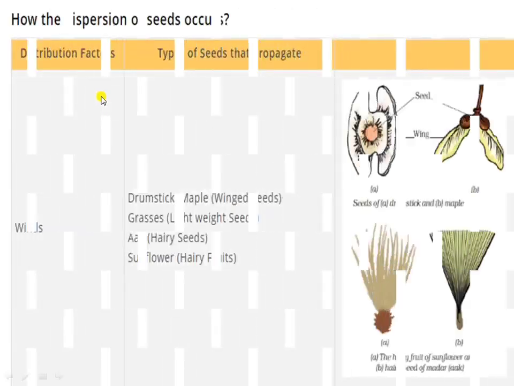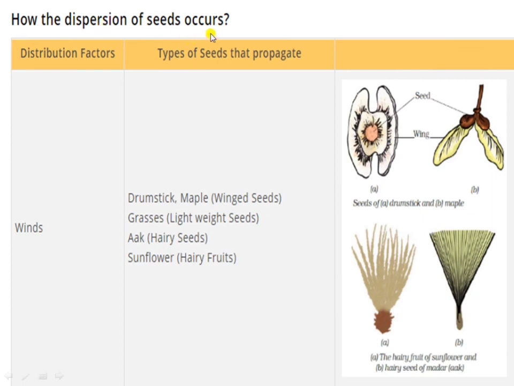Now you see how the dispersion of seed occurs in different plants. First are the distribution factors. What are the factors responsible for the distribution of the seed? In the drumstick, maple with its winged seed, grasses, hairy seeds, and sunflower, the distribution factor is wind. Through the wind, these seeds are dispersed. The seeds of the drumstick and the maple, the hairy fruit of the sunflower, and the hairy seeds of the madar or the ark are dispersed with the help of wind.